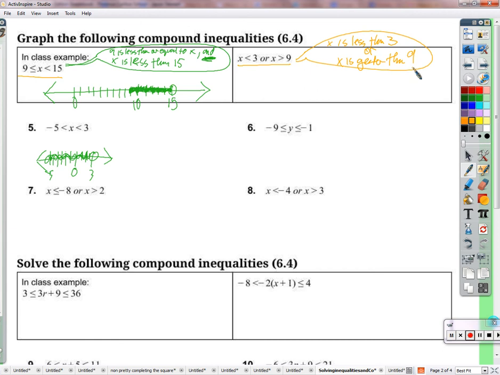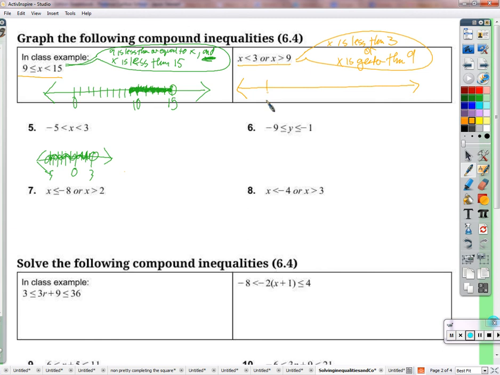Could I replace this with and? No. Tell me a number that's less than 3. 2. Is 2 also greater than 9? No, so it can't be and. It's physically impossible. When you say and, you mean both at the same time. Can it be bigger than 10 and smaller than 15? Yep. Bigger than -5 and smaller than 3? Yeah. Smaller than 3 and bigger than 9? No. It can be one or the other at any given moment, but it can't be both at the same time.